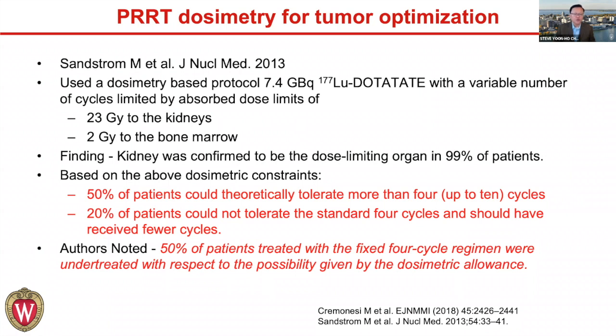So the current cycle is 4 for dotatate, and 20% of patients could not tolerate the standard 4 cycles. So the authors noted half of the patients treated with the fixed 4-cycle regimen were being undertreated with respect to possibility given the dosimetry allowances.